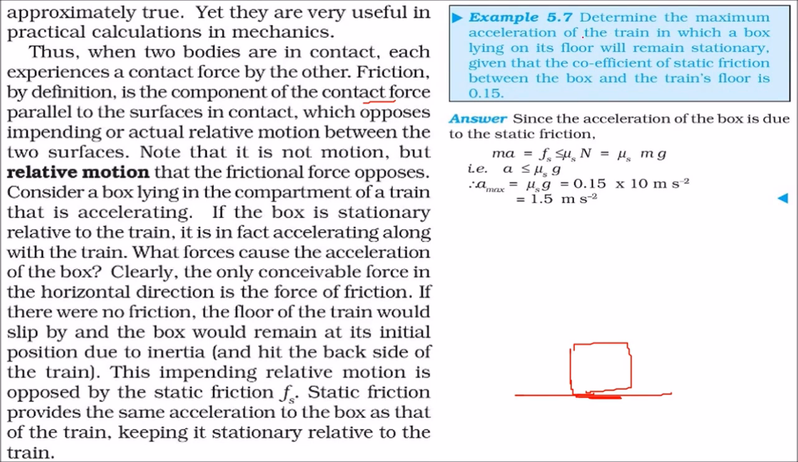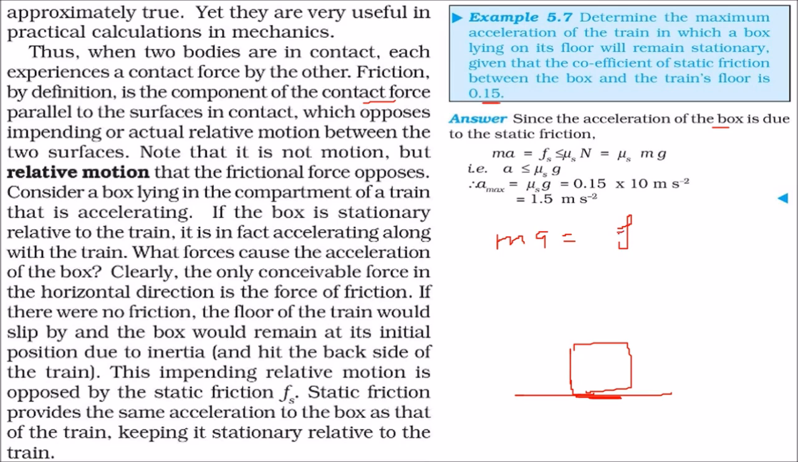Determine the maximum acceleration of a train in which a box lying on its floor will remain stationary, given that the coefficient of static friction between the box and the train floor is 0.15. In this case, the acceleration of the box is due to the static friction. So force is what? m into a.